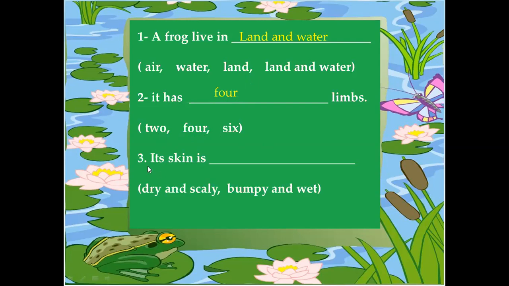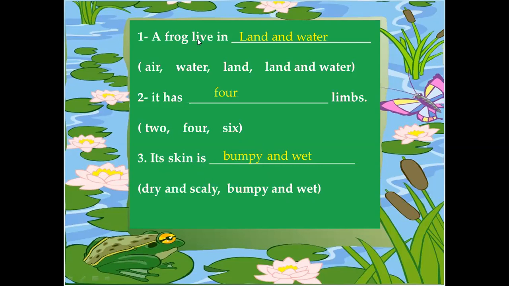Now the third one is, its skin is dry and scaly, bumpy and wet. Which one? Look at the skin of the frog. Look here. Skin with many patches. So which one will be correct? Dry and scaly? No. Bumpy and wet? Let me check. Its skin is bumpy and wet.